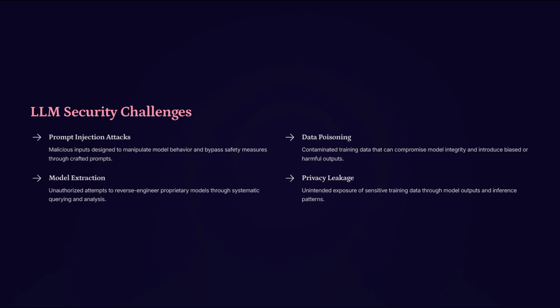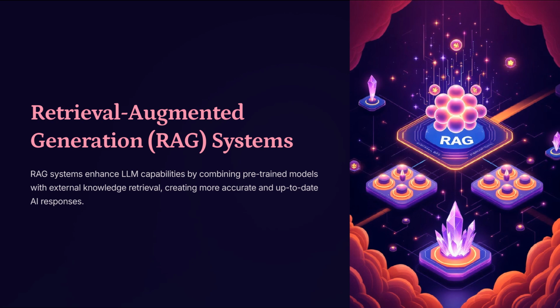Next, we'll explore how retrieval augmented generation systems enhance LLM capabilities, blending pre-existing knowledge with real-time data for improved performance. As we move on from discussing the security challenges posed by prompt injection attacks, let's explore an exciting development in AI: retrieval augmented generation systems, or RAG for short. RAG systems take the capabilities of large language models and elevate them by integrating pre-trained models with external knowledge retrieval.